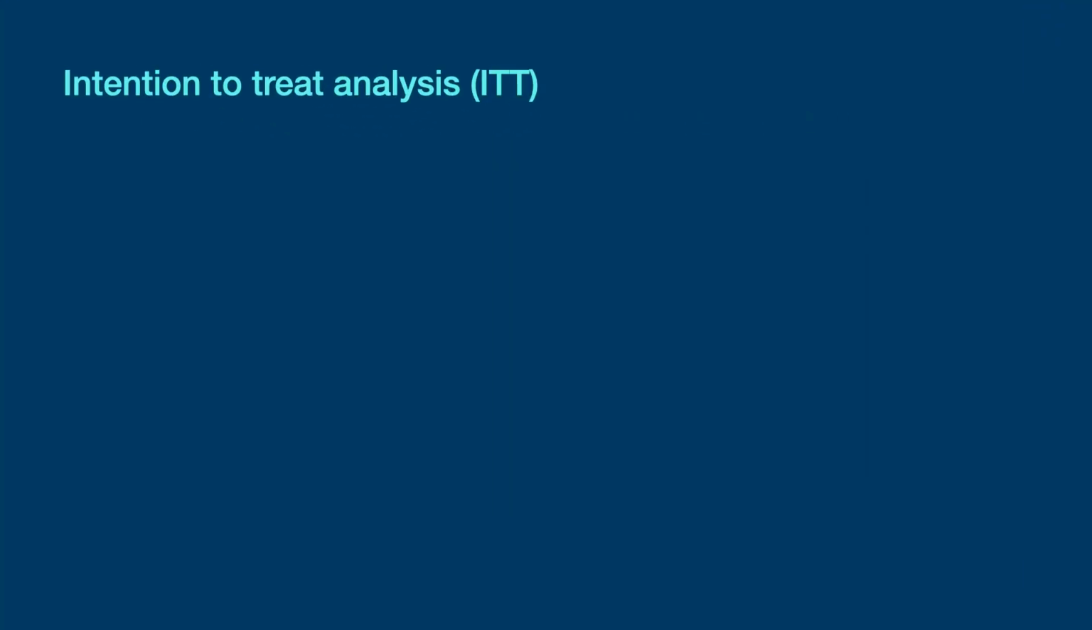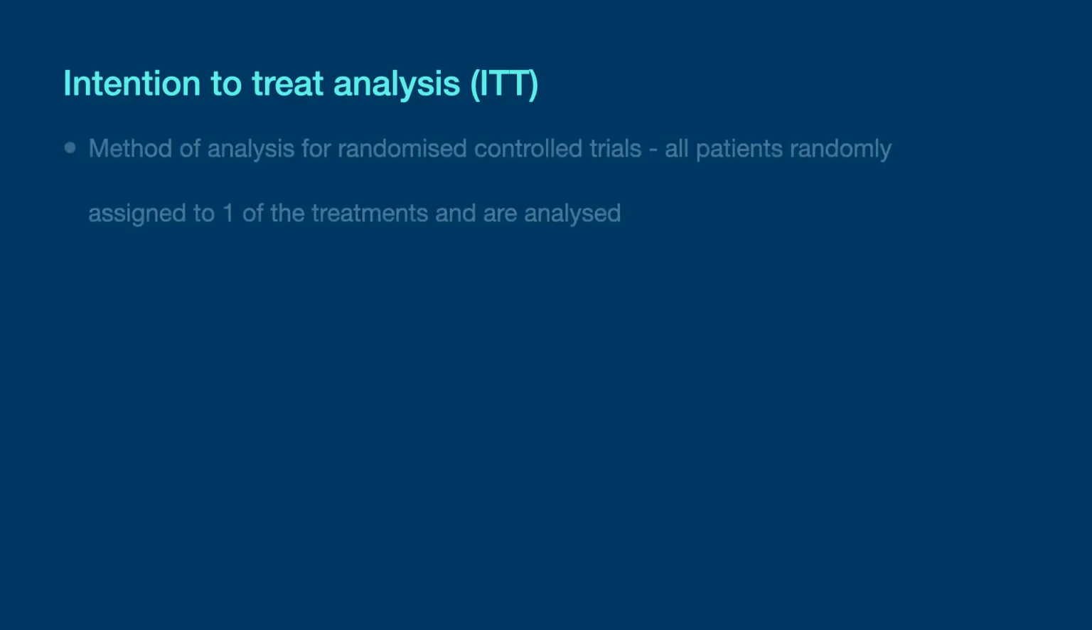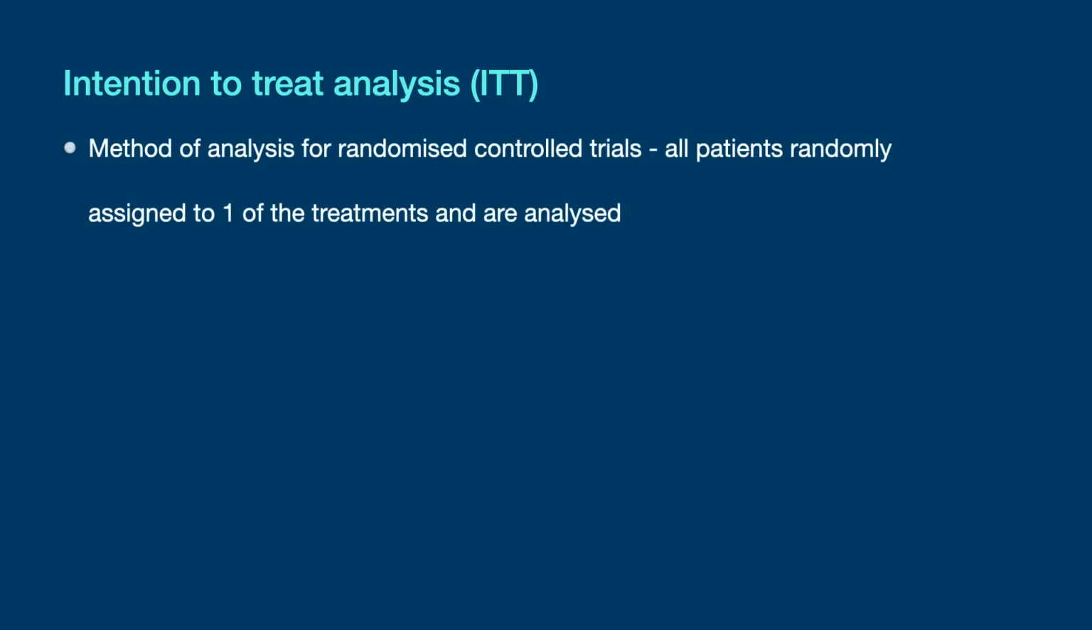Intention to treat analysis. Intention to treat analysis is a method of analysis for randomized control trials in which all patients are randomly assigned to one of the treatments and are analyzed together, regardless of whether or not they completed or received that treatment. These include the patients who drop out in the final data set. Intention to treat analysis is done to avoid the effects of crossover and dropouts, which may affect the randomization to the treatment groups. Intention to treat helps to reduce bias by sticking to the original allocation of treatment and analyzing the patient in that treatment group even if they do not receive the treatment.